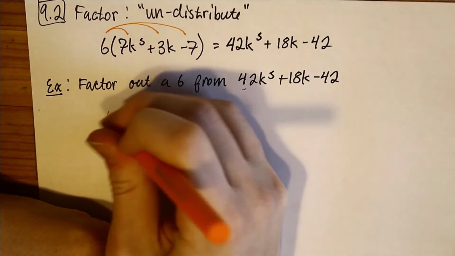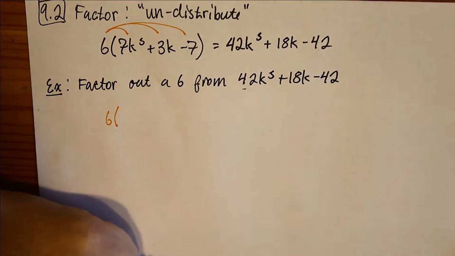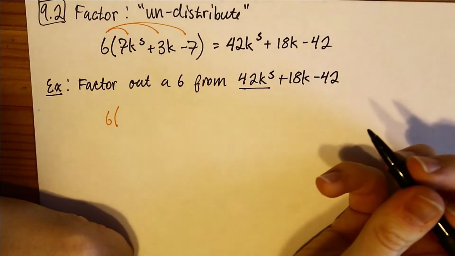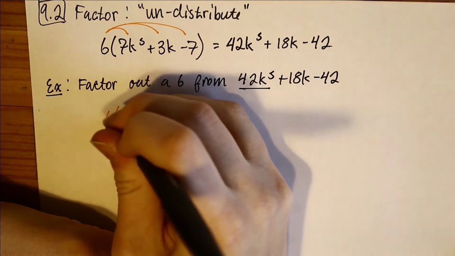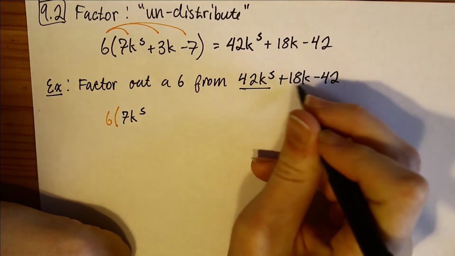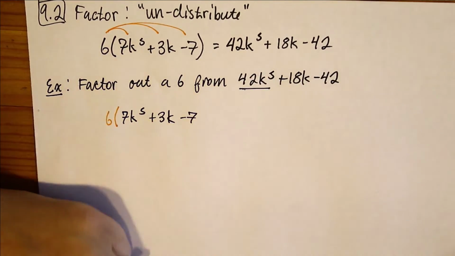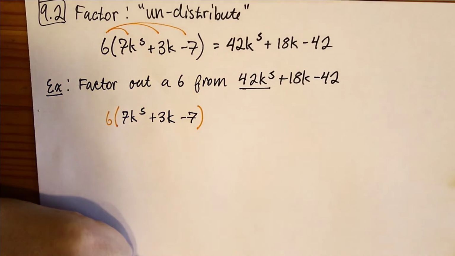So we're going to do 6 times the quantity. And now we just need to figure out what goes in the parentheses. So we're asking, what was this term before it got multiplied by 6? Well, it was 7k to the power of 5. What was this term? That was 3k. What was this term? This was minus 7. And there is our factored form.